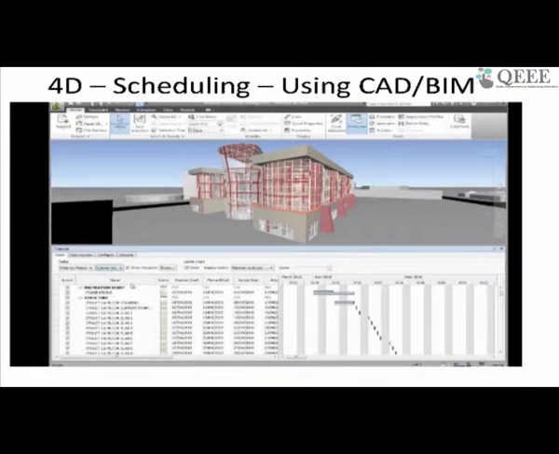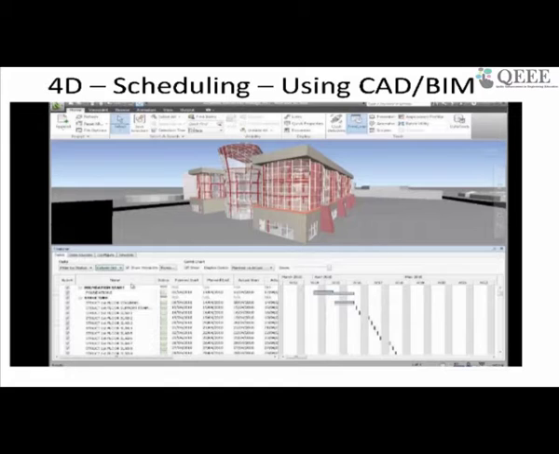Okay, I'm going through these tools in a quickish way. We can certainly take questions at the end. Now, many of you would have heard of 4D scheduling, or 4D planning. You can do it with CAD or with building information models.